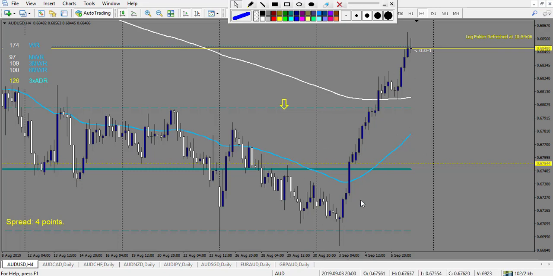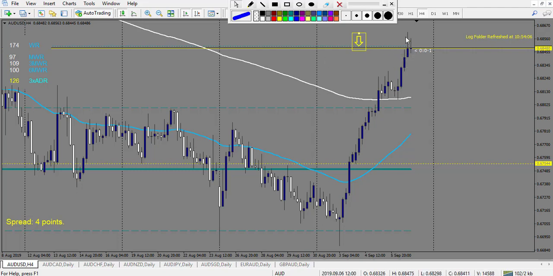AUDUSD last week, no real trade confirmation. This is not a real pin bar right here. And after there is maybe a trade since the power is down right here, but it didn't trigger. Friday was NFP, so I didn't advise to take any trade during the weekend.